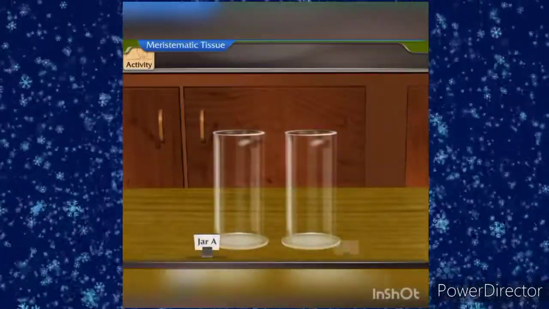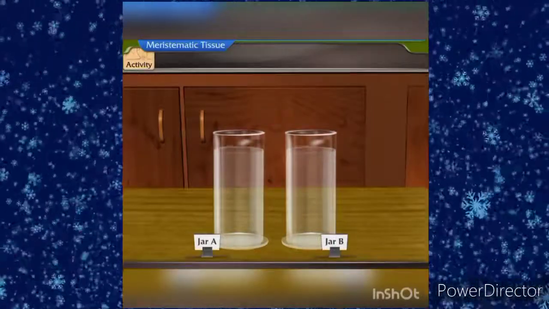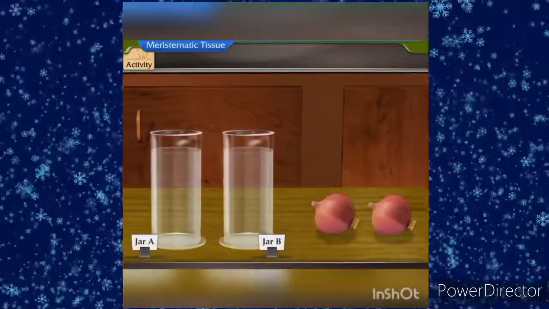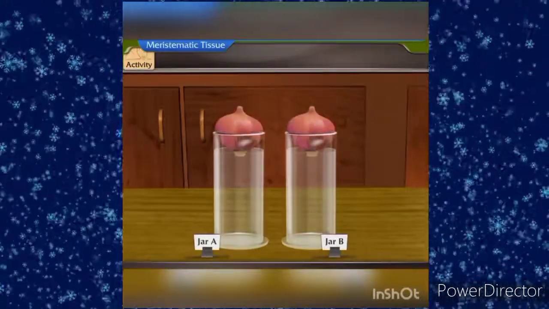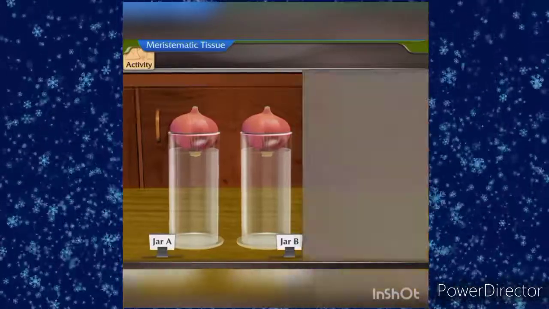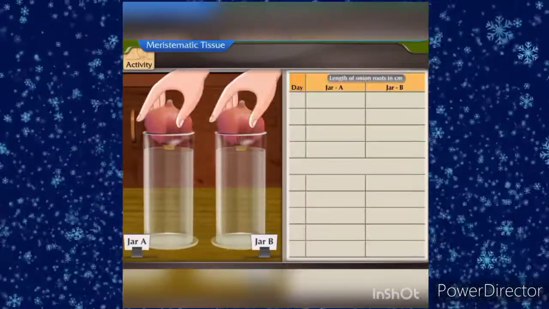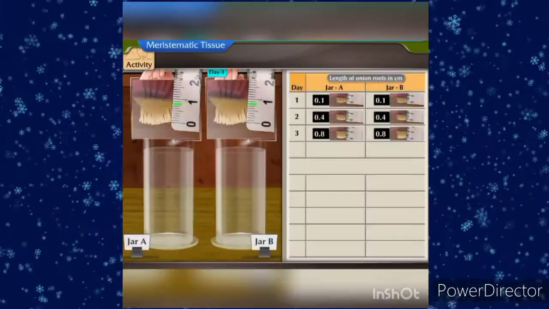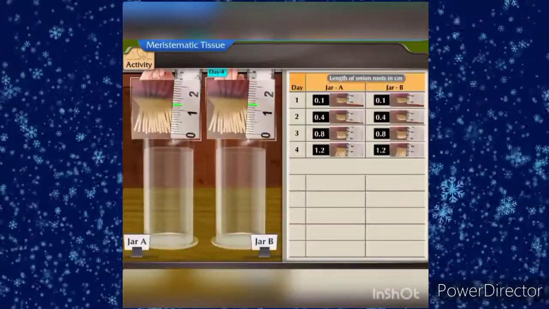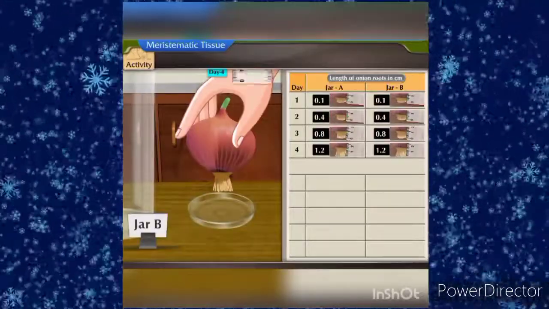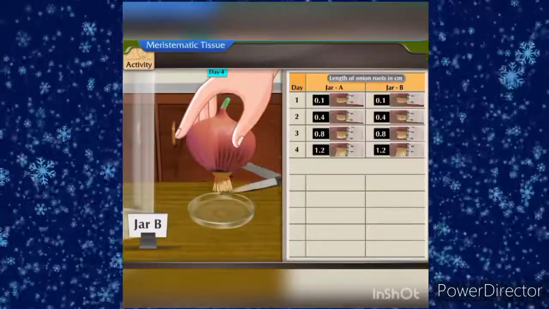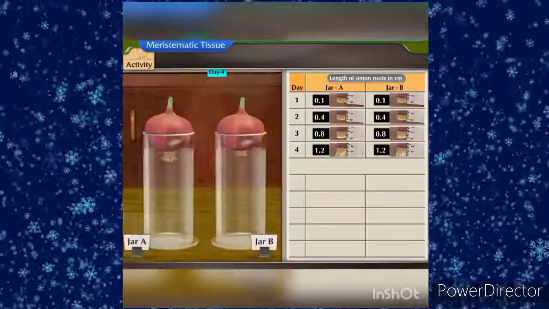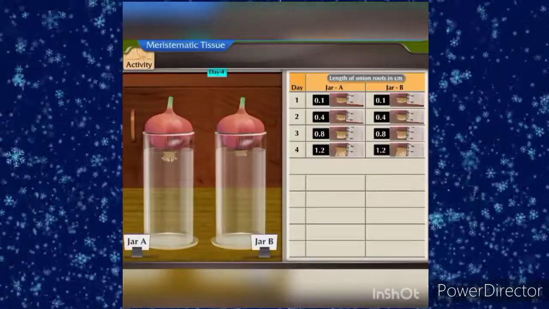Let us perform an activity. Take 2 glass jars A and B and fill them with water. Now, take 2 onion bulbs and place one on each jar with its roots immersed into it. Measure the length of roots on day 1, 2 and 3. On day 4, cut the root tips of the onion bulb in jar B by about 1 centimeter. After this, observe the growth of roots in both the jars and measure their lengths each day for 5 more days.